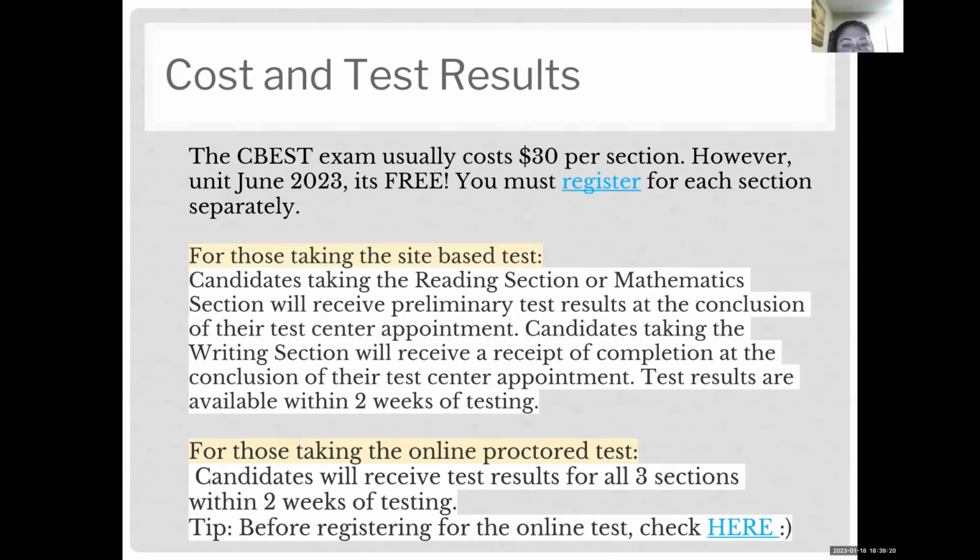For those taking the site-based test, candidates taking the reading section or mathematics section will receive preliminary test results at the conclusion of their test center appointment. Candidates taking the writing section will receive a receipt of completion at the conclusion of their test center appointment. Test results are available within 2 weeks of testing. For those taking the online proctored test, candidates will receive the test results for all 3 sections within 2 weeks of testing. So that's another positive about taking the test at an actual test center. You will get the mathematics and reading section results immediately when you leave, because it's computer generated and they just do it there for you.